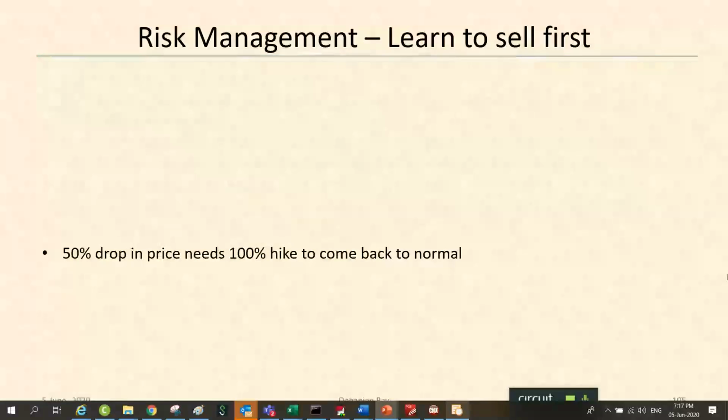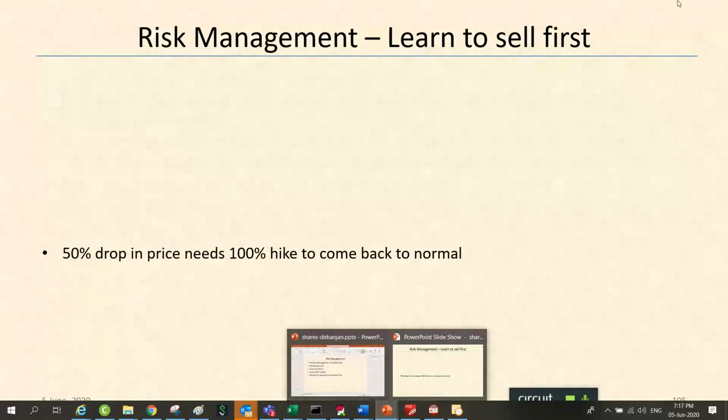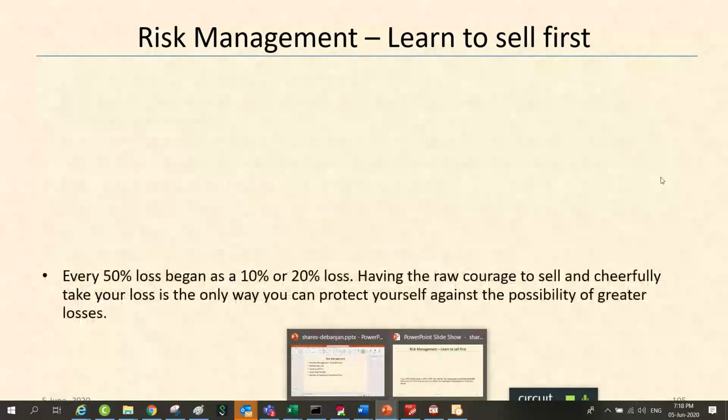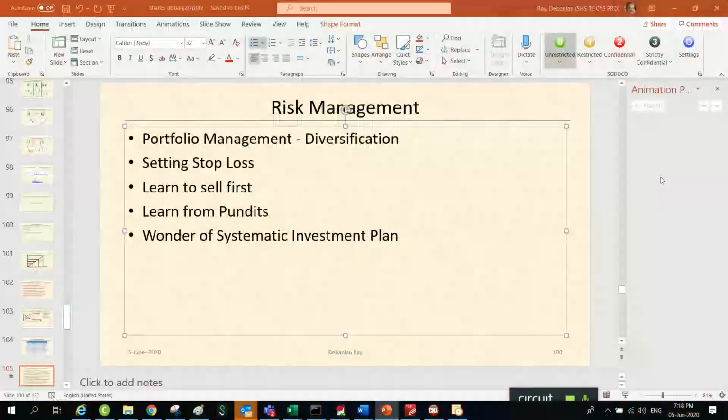So you have to understand that when a stock falls down heavily, like a fountain, you will see in the COVID scenario or any market scenario that it falls down heavily.